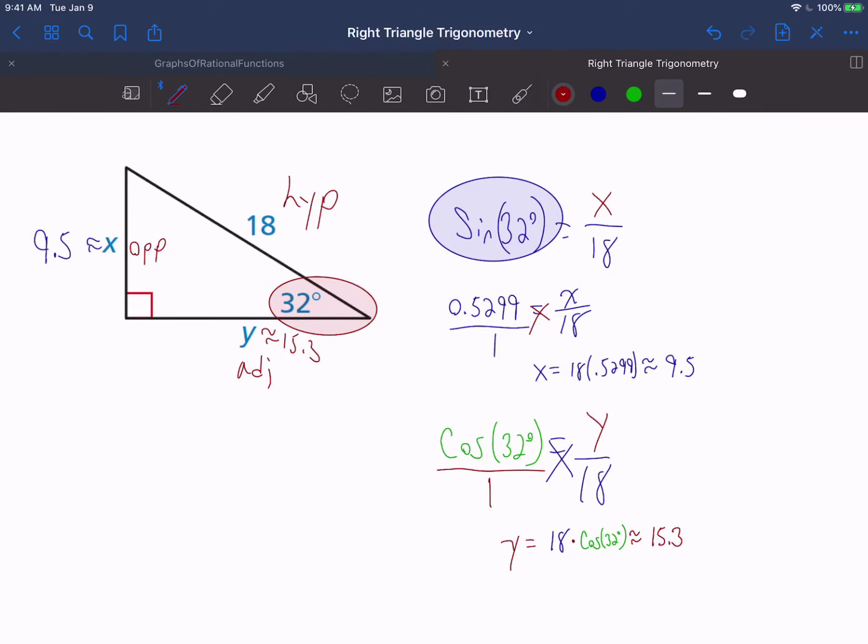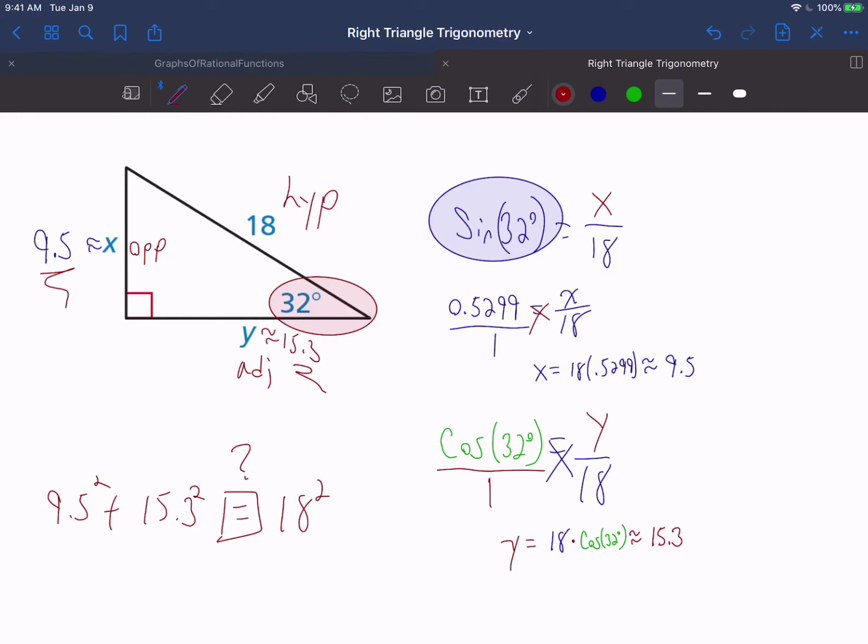So how do you think you could check your answer here? Pause the video for a sec once you think about that. All right, welcome back. You're right. Let's just see if the Pythagorean theorem works. Now, of course, these are both fairly crude approximations of what the actual measurements are, so we're just going to have to deal with that. But let's go 9.5 squared plus 15.3 squared and see, does this equal 18 squared?